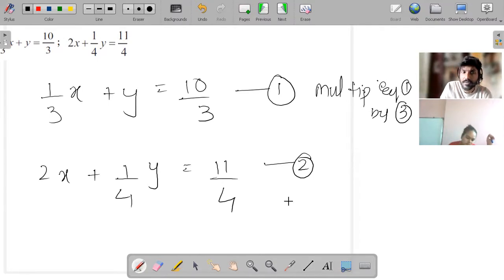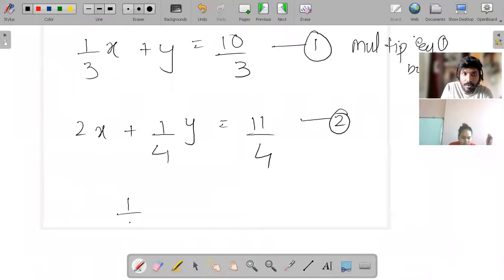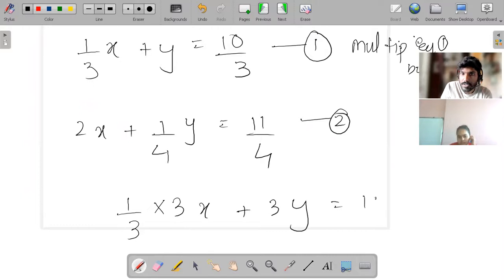Do the exact same thing in equation 2. In equation 2, what is the number in the denominator of the fraction? 4. So you multiply the entire equation 2 by 4. Be careful when you multiply. Now when you're multiplying the first equation by 3, 1 upon 3 into 3x plus 3y equal to 10 upon 3 into 3. Did you understand this? It's 1 upon 3, and x is here in the numerator. x is up, not down.